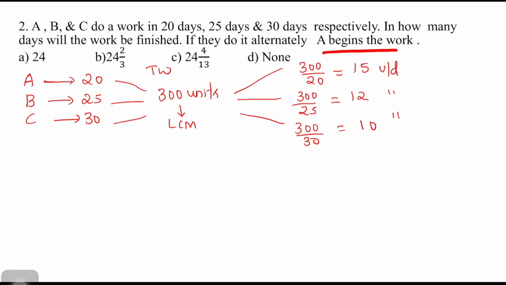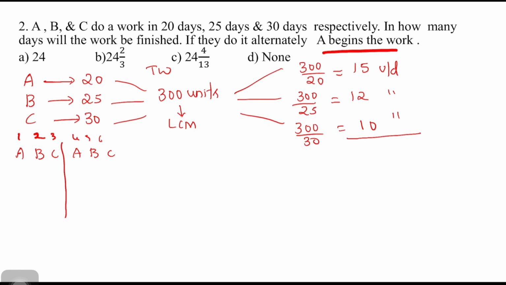So they are saying A, B and C will do the work alternately. So, how much work is completed in 3 days? First A will do, then B, then C. Again A, B, C. So first day, second day, third day, then 4th, 5th, 6th day, like this it goes on repeating. So every 3 days the cycle is repeating.